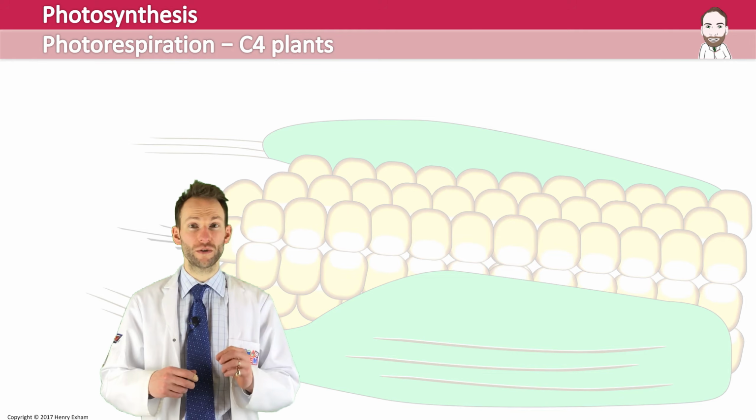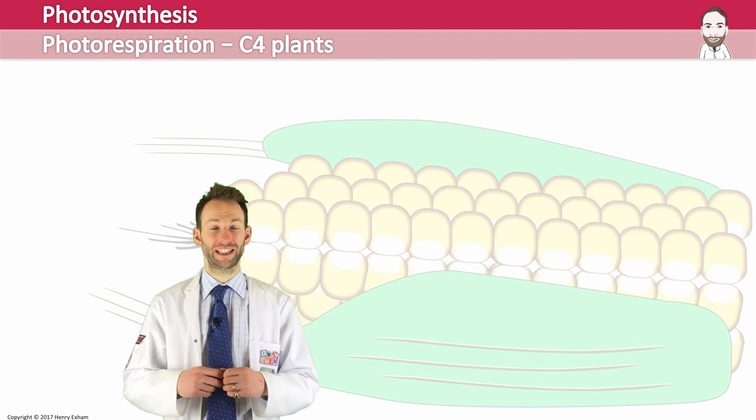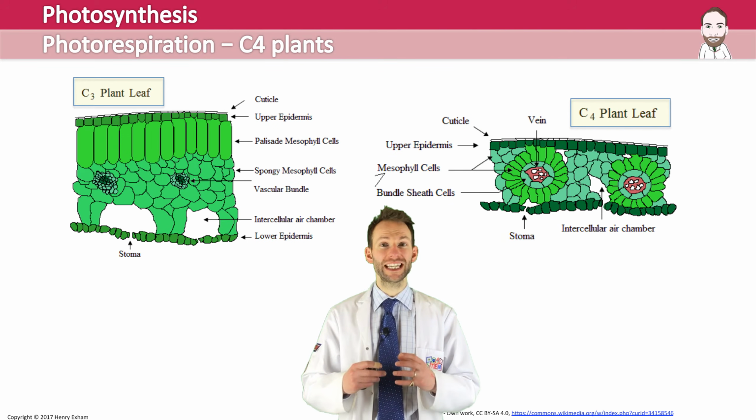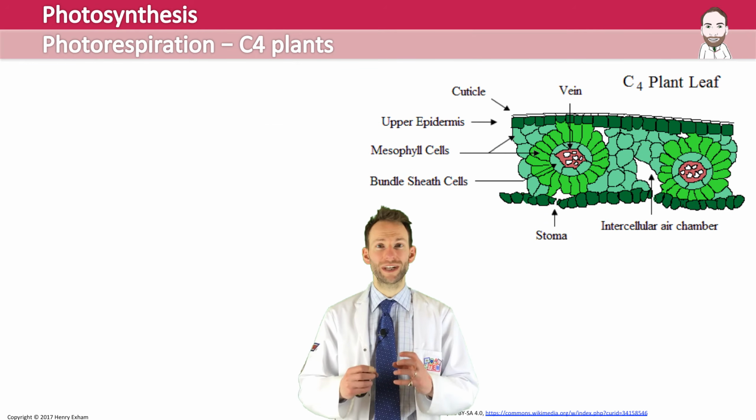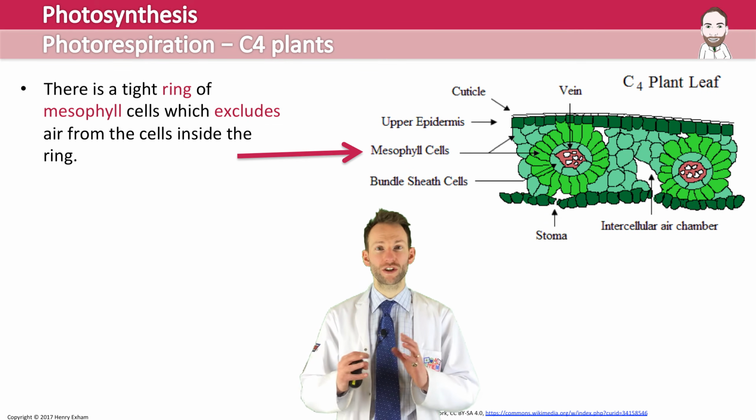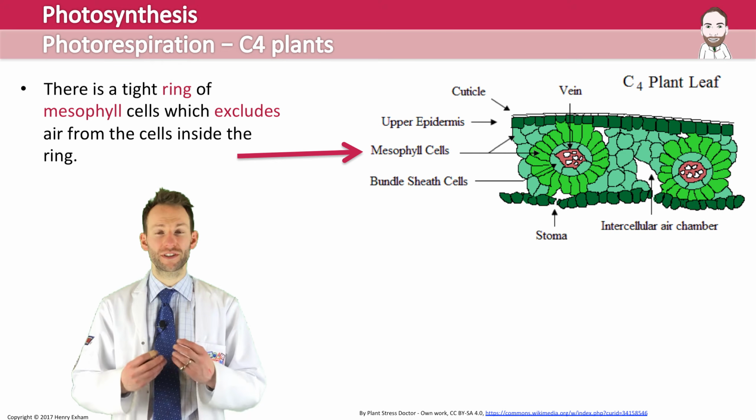They have actually evolved altered leaf anatomy, it's called Kranz anatomy, that keeps RuBP and Rubisco well away from high oxygen concentrations. So there is a tight ring of mesophyll cells which excludes air from the cells inside the ring. These mesophyll cells fix carbon dioxide as a 4-carbon molecule, oxaloacetate, and they carry out the light-dependent stage of photosynthesis, but not the Calvin cycle.